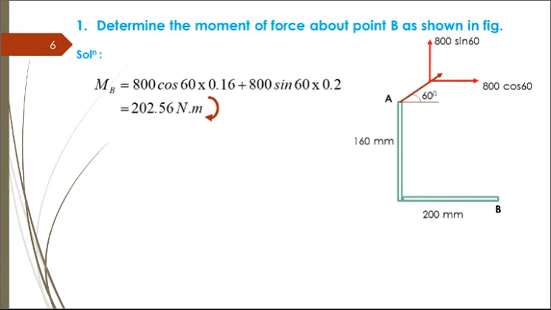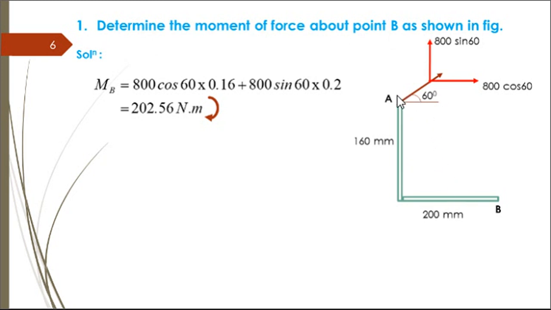So now, based on this Varignon's theorem, let's solve some problems to determine the resultant as well as to determine the moment produced at different points. So this is problem number 1. The statement of the problem is: determine the moment of force about a point B as shown in the figure. Here you can see an L-shaped beam is given.